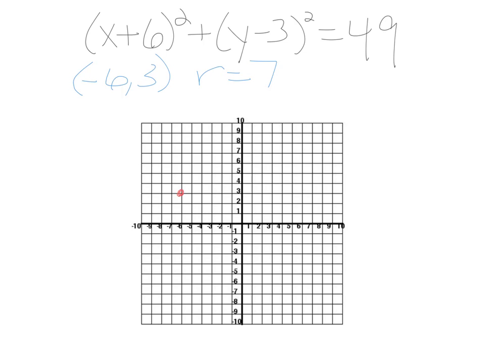So I'm going to go to the right. Now to the left, on this grid, I've run out of room, so I'm just going to have to guess. 2, 3, 4, 5, 6, 7, maybe right here. Up 7 and down 7. And connect and make a circle.